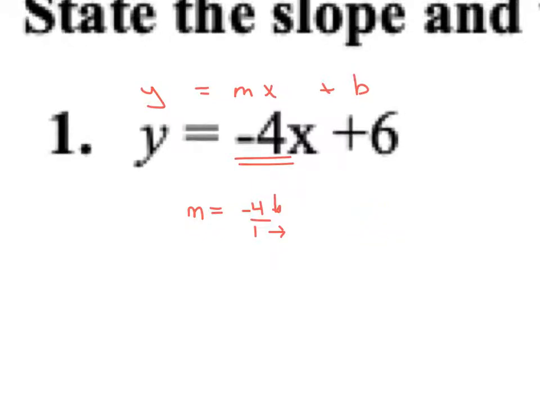Okay, b is going to be that last number by itself. Because there is a plus in front of that 6, that is a +6. And I like to write my b as a point. So I begin at 0, 6.